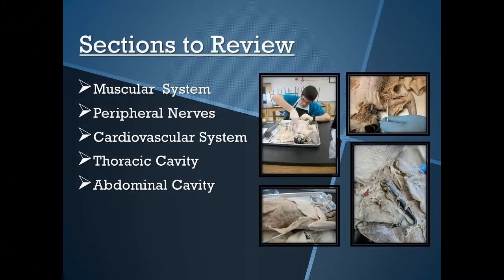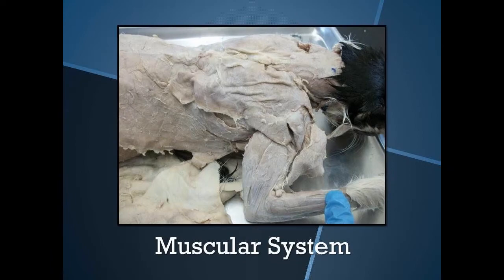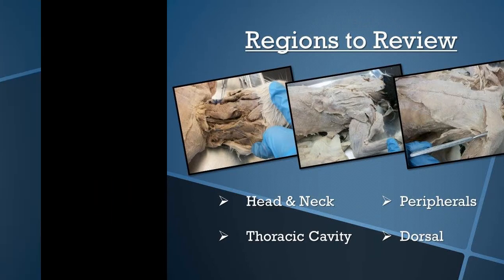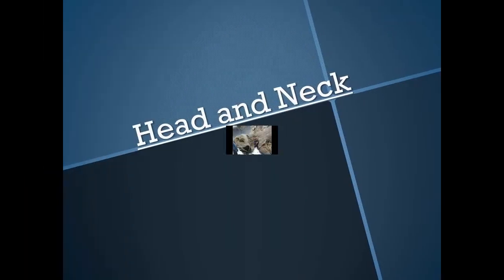So the sections that we are going to be reviewing are the muscular system, peripheral nerves, cardiovascular system, thoracic cavity, and abdominal cavity. So let's start off with the muscular system. The regions we are going to review are the head and neck, thoracic cavity, peripherals, and dorsal. So here's the head and neck.